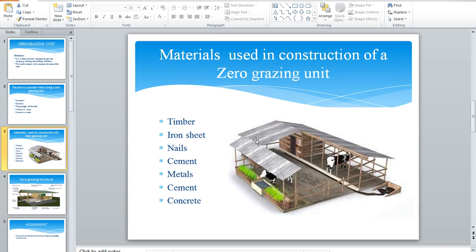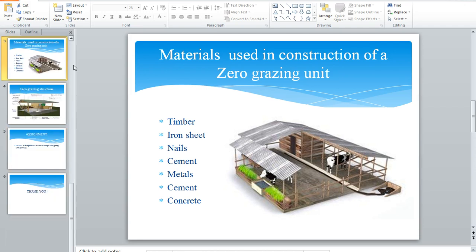So some of the materials that are used include the iron sheets, the nails for maybe holding the iron sheets, then timber. You can see iron sheets, nails. Then also you can see the concrete here where the animal is standing. And also there is a small unit here, the store, and basically we use the timber to construct. So basically those are some of the materials that are used in construction of a zero grazing unit.